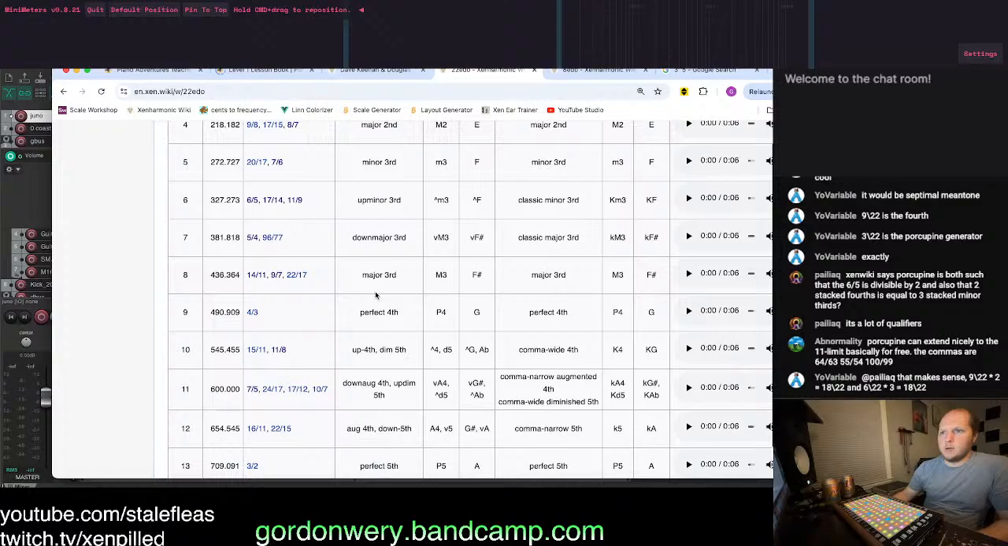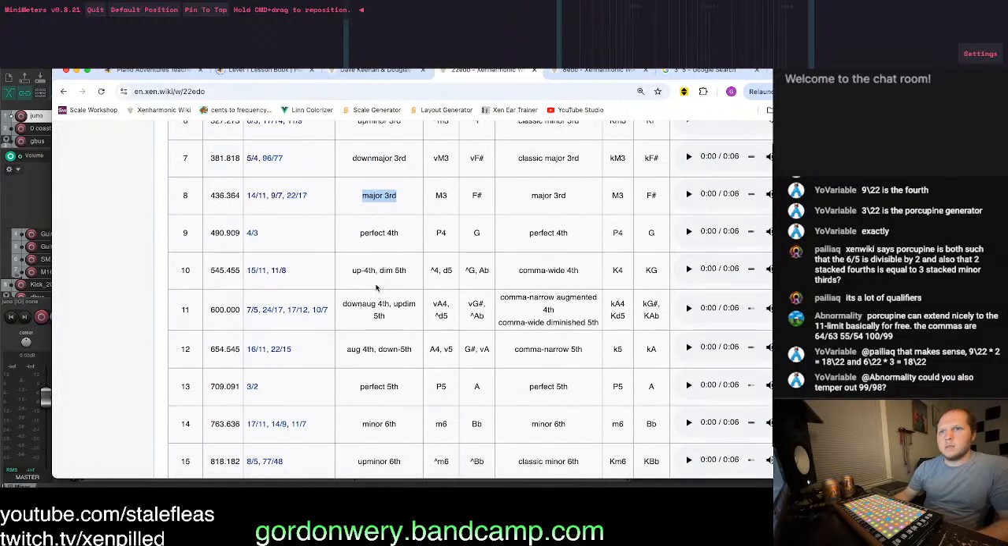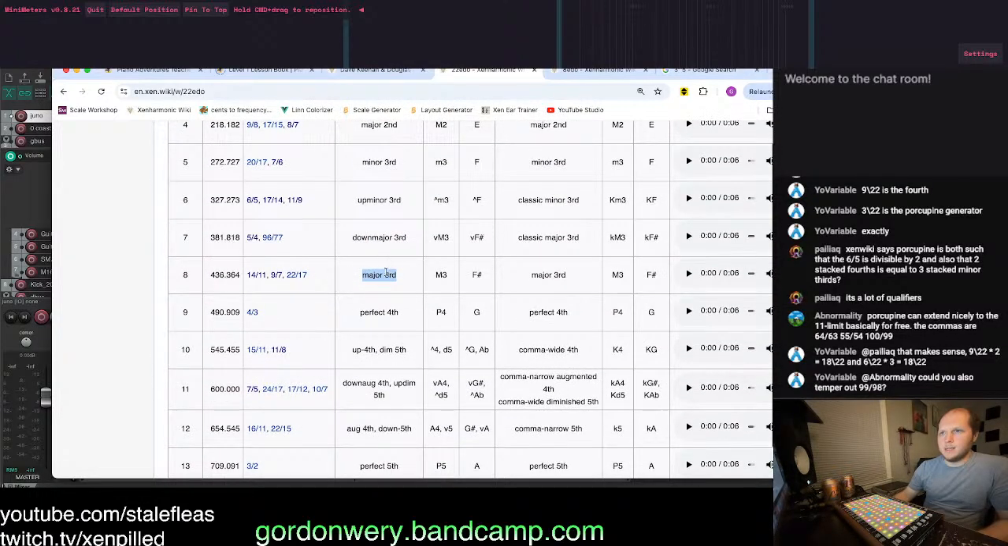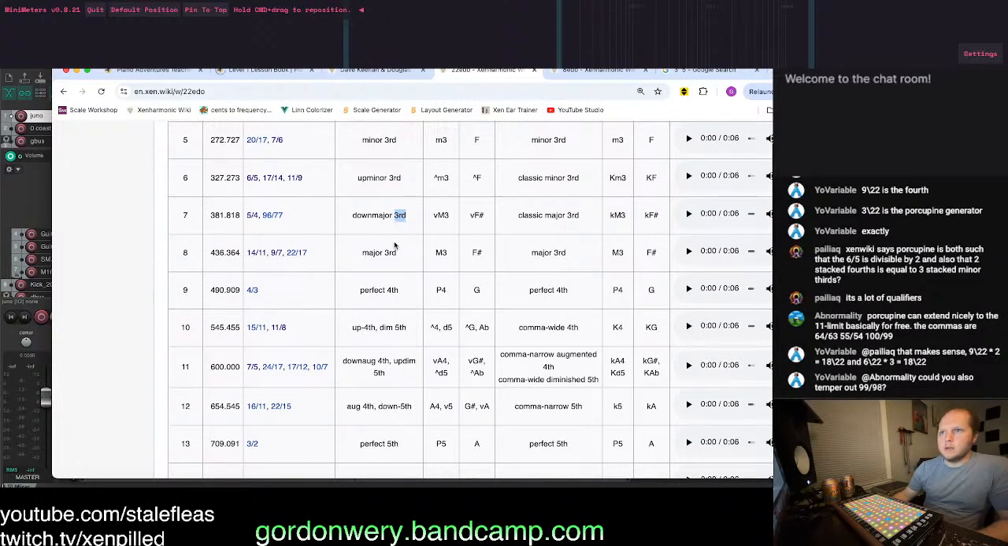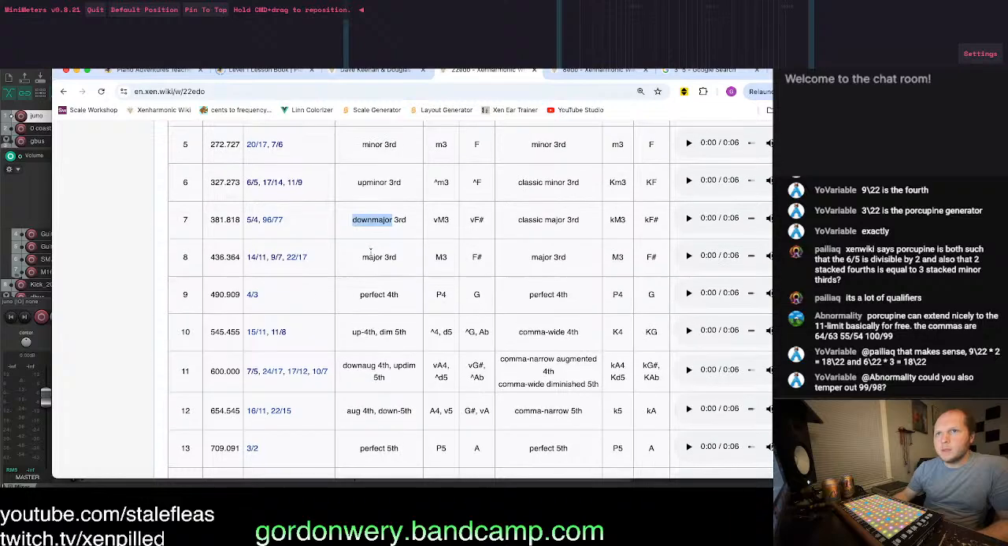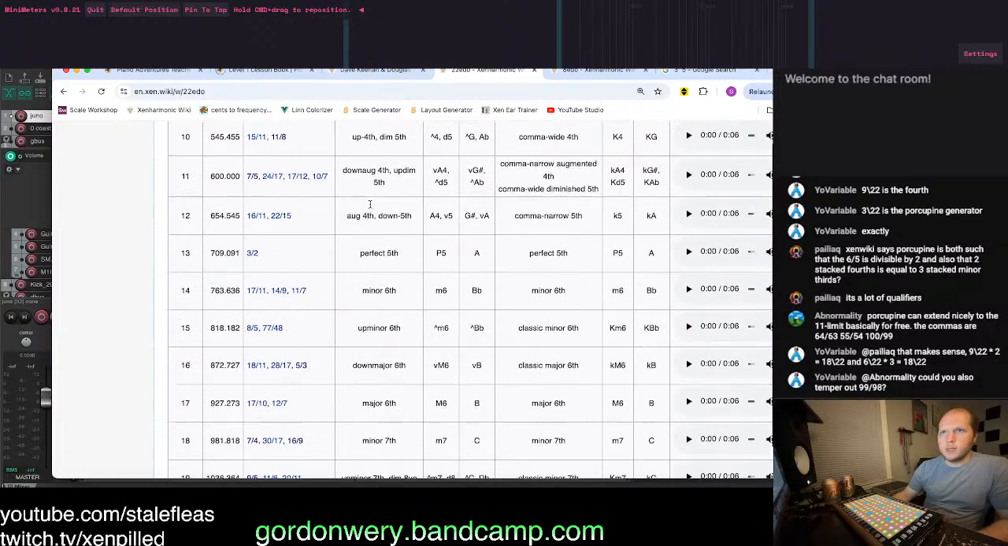If you're thinking about the chords, you'd actually call this super major, but technically it's major. This is down major. If you're thinking of chord quality, this is super major, but really, this is a major third, but it's kind of flat. It's a little sharp, but that's why 22 is neat.